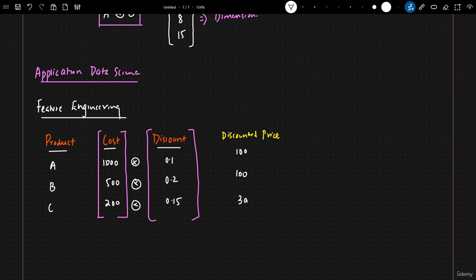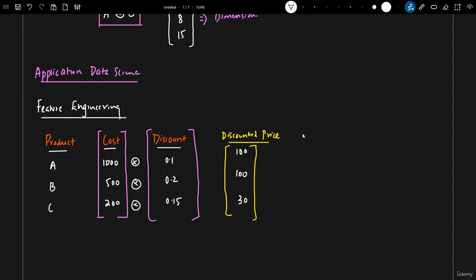So just by seeing this, you are able to understand how this entire multiplication is specifically happening, right? And this is my discounted price. Now here you can see that I have created the same dimension by just doing this element-wise operation, right? And through this, in feature engineering, we have created a new feature. And after this, I can go ahead and create another new feature.